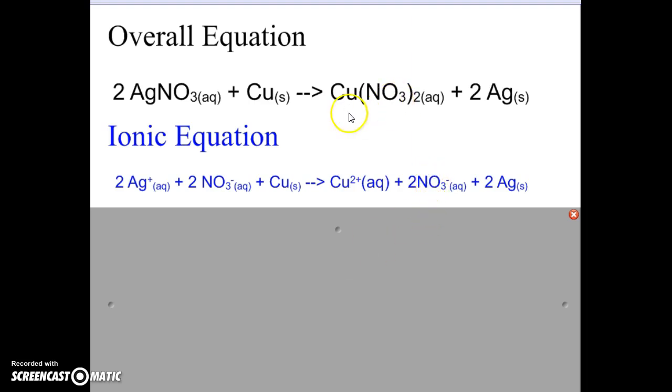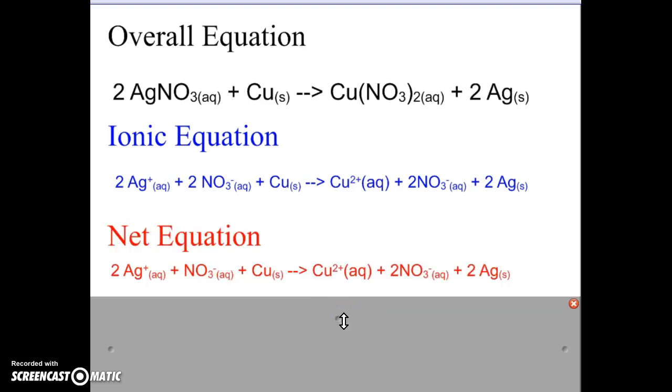Nitrate ion, coming from the copper nitrate, bringing down the 2, and then bringing down the 2 for the silver. Notice the silver on the product side is neutral. It's in its elemental state. So that means the silver ions gained electrons. There were 2 of them, so each one gained 1 electron to become neutral. So if we look at this equation, what is common to both sides that we need to cancel out?